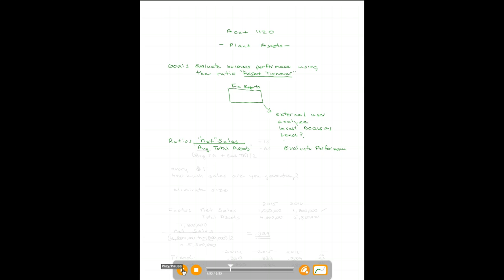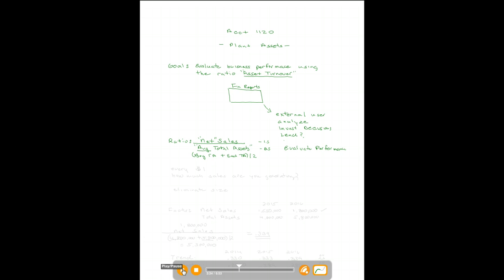Now, as you'll recall, every time we make ratios where you have an income statement number being compared against a balance sheet number, it's kind of like looking at apples and oranges, because income statement numbers are for a period of time and balance sheet numbers are a point in time. The way we fix that is we average the balance sheet number, and that means we take the beginning total assets plus the ending total assets, add them together and divide by 2. And that gives us average total assets.